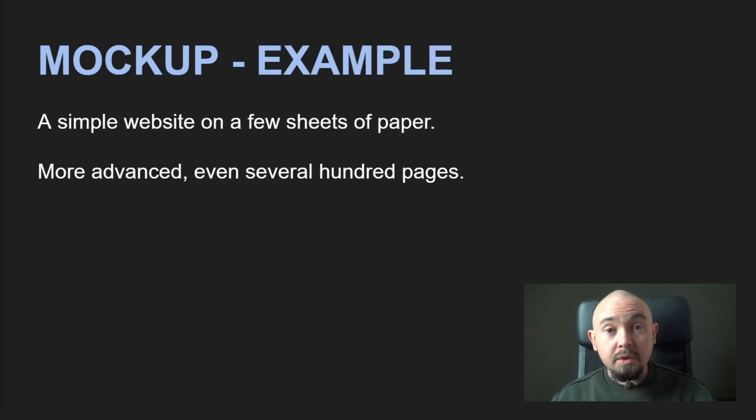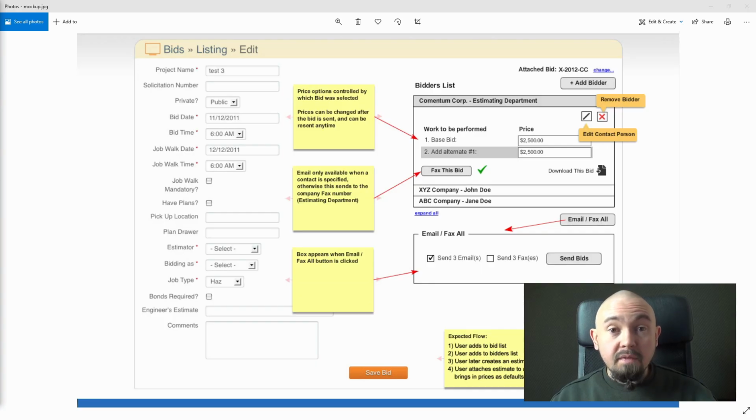Now I would like to show you an example of a mockup. A mockup for a simple project can contain one page on a piece of paper. More advanced mockups can contain up to several hundred pages. And I would like to show you more or less how it looks. You can see an example of a mockup on your monitor right now. This is how it may look.